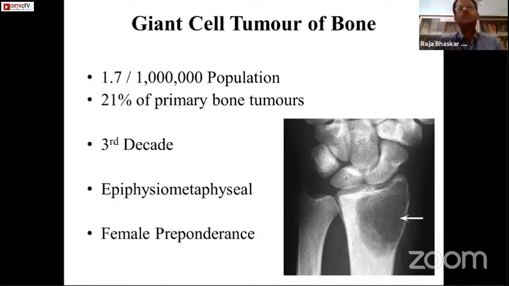And there are a few studies which show that there is a female preponderance of 53.4%, which is minimal. So with this basic thing, which everyone knows, of it having 20% incidence in bone tumors, high incidence in the third decade, and with its location, we'll go into the next slide.